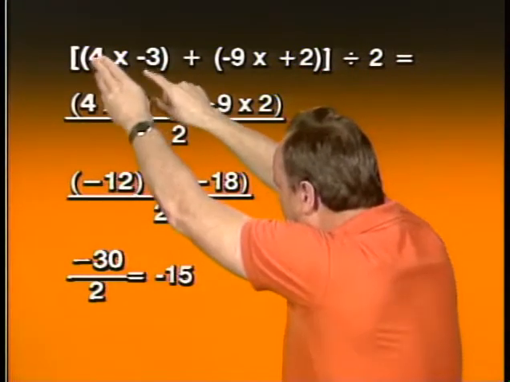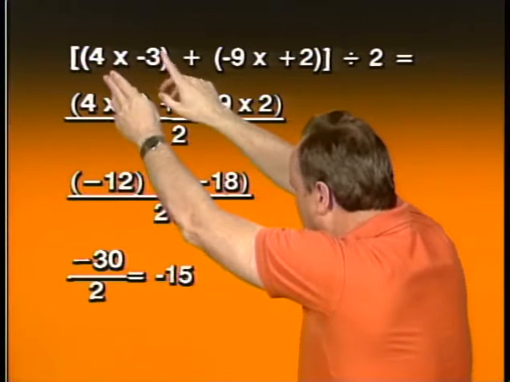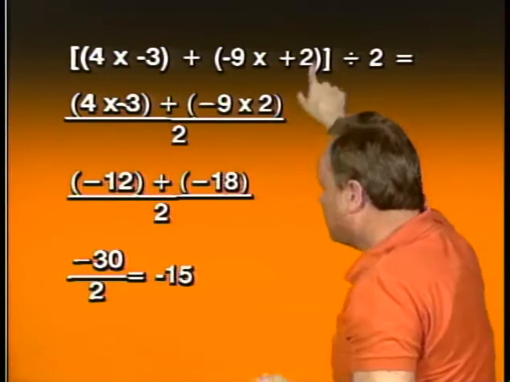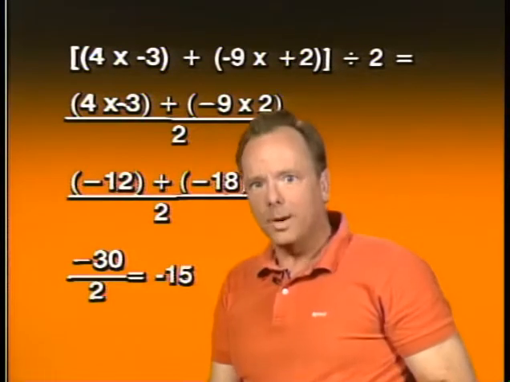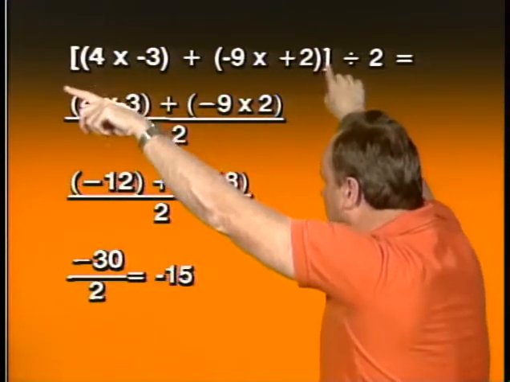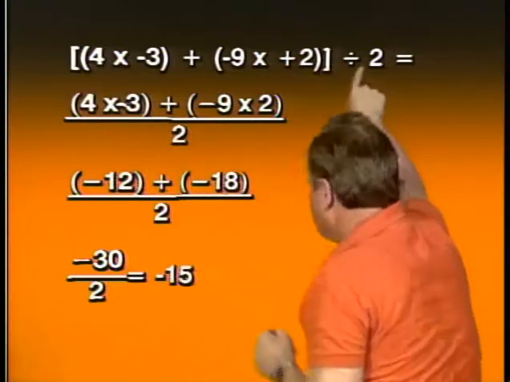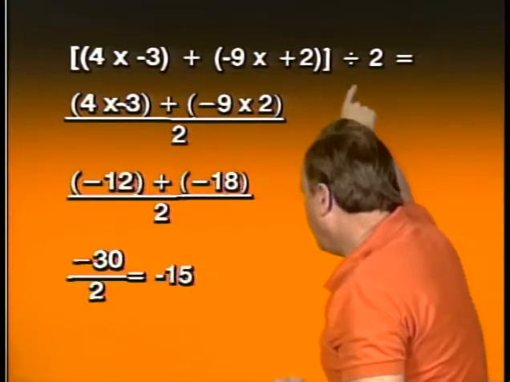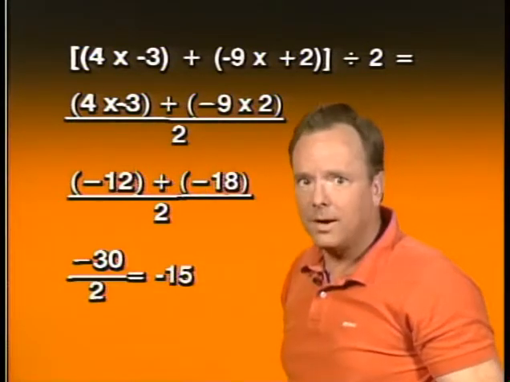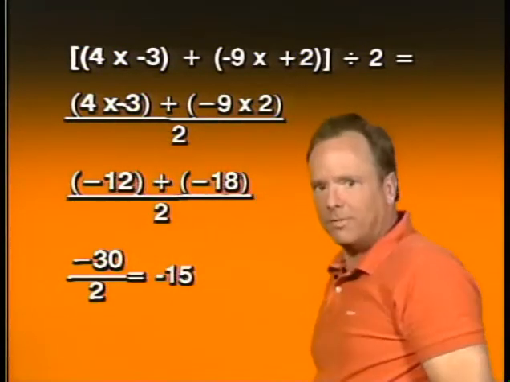And then inside here it says the quantity 4 times minus 3 plus the quantity minus 9 times plus 2. All right, now the first thing you and I would like to do to make this easy, let's simplify things by getting rid of these brackets, because this whole expression is divided by 2, so all we have to do is put this whole expression over 2, and we got the same thing done right there. That way we got rid of the brackets and simplified it.